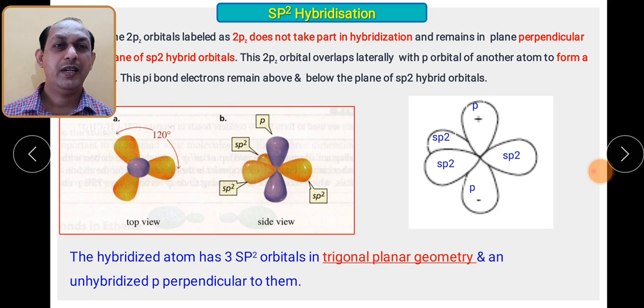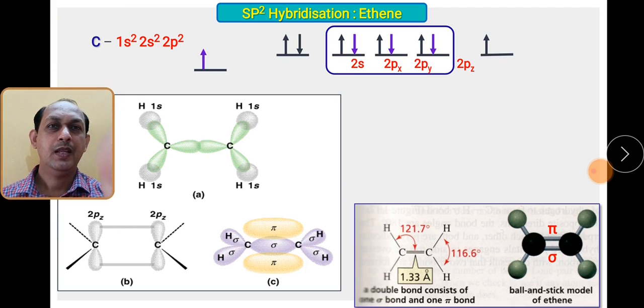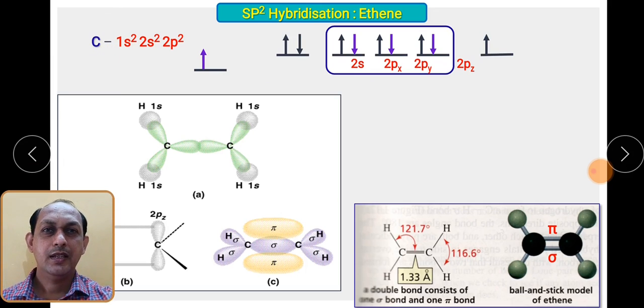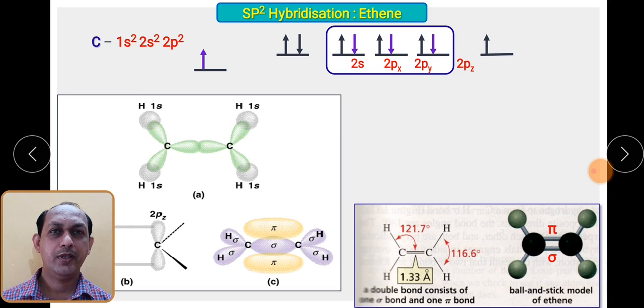So remember it as the triangular plane geometry. If somebody asks you what is the geometry for sp2 hybridization, remember it is triangular. What is the example for sp2 hybridization? It is ethene, CH2 double bond CH2. Let us see how this particular bonding is formed.